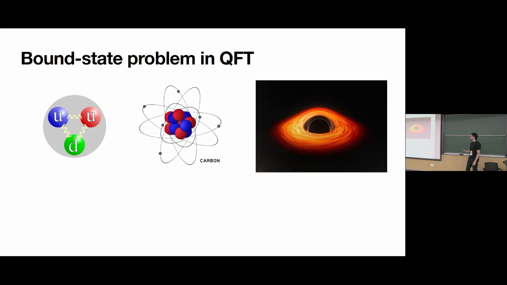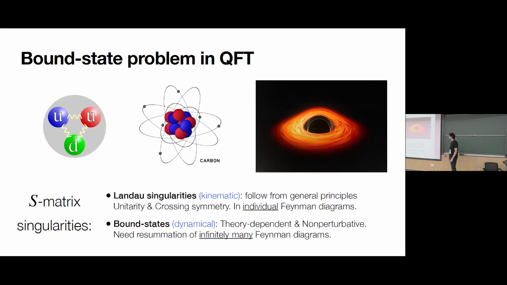The S matrix has very special properties in the complex plane. And in particular, we believe that for those states that scatter and can form bound states, the information about these bound states is encoded in the S matrix, and in particular shows up as singularities in the S matrix. And I think we can classify the singularities of the S matrix in two main categories. We have Landau singularities, which are kinematic singularities. They are there for any QFT. They follow from basic principles. And in particular, they show up in individual Feynman diagrams.